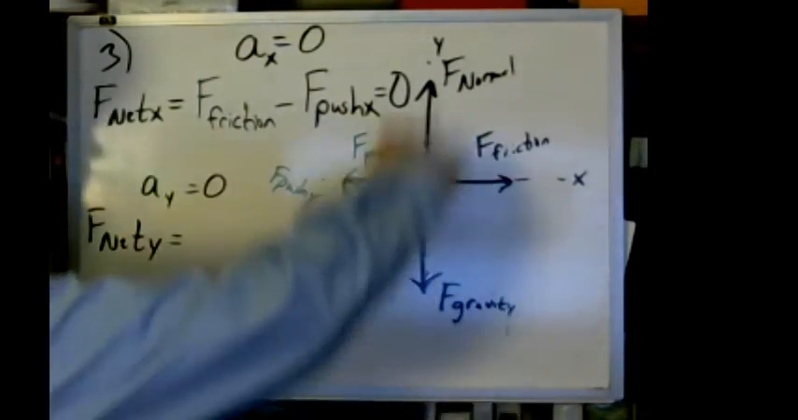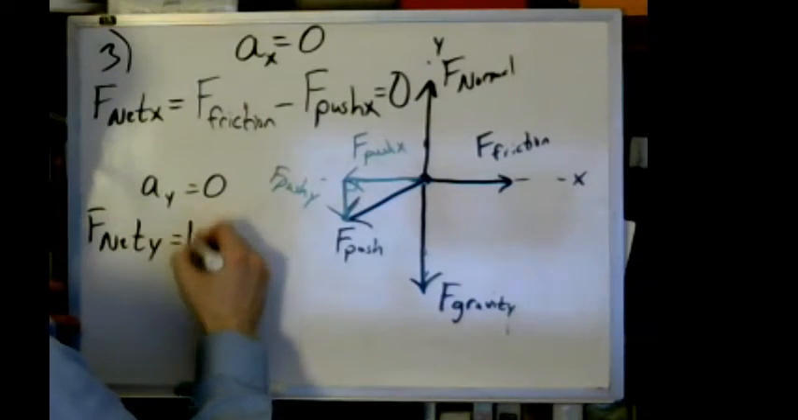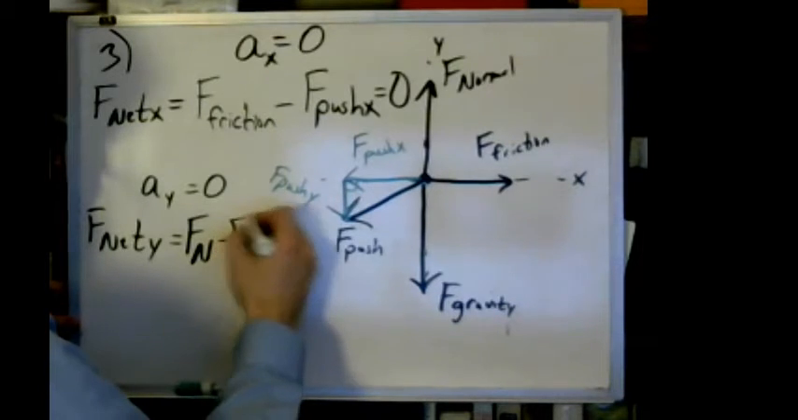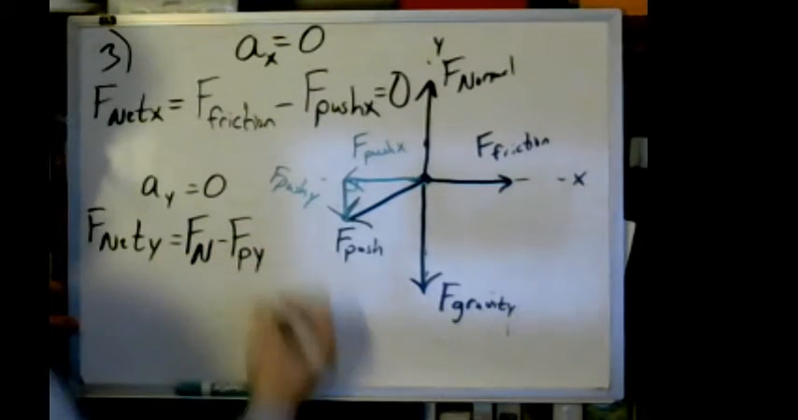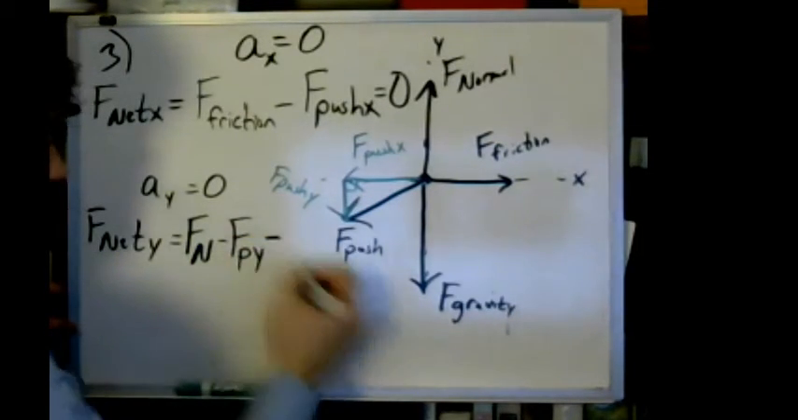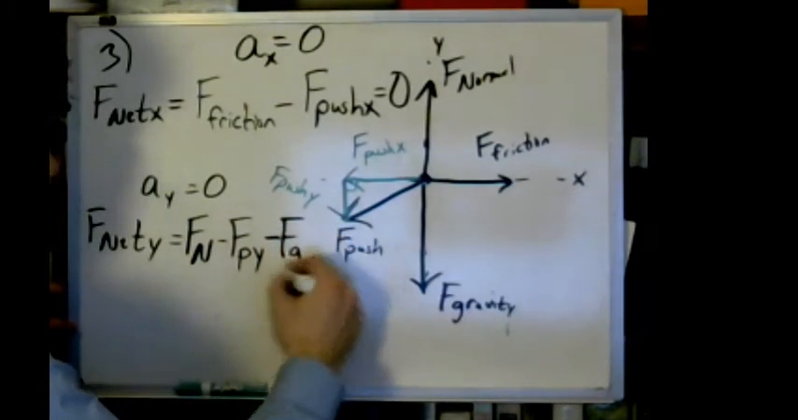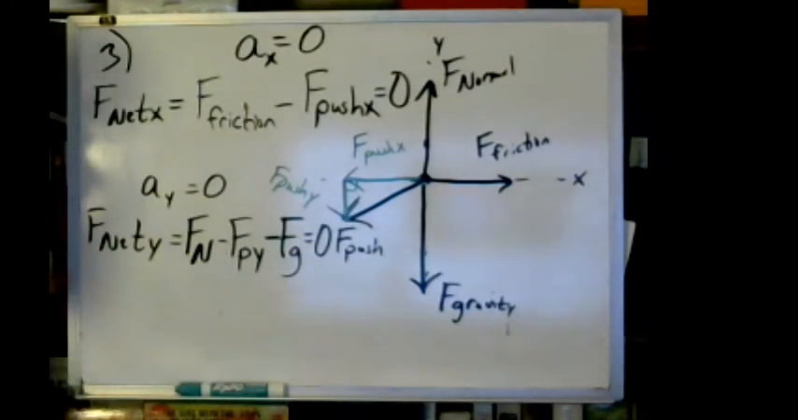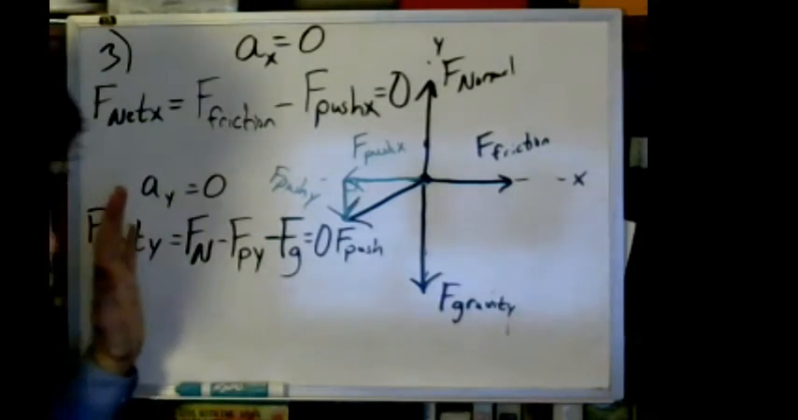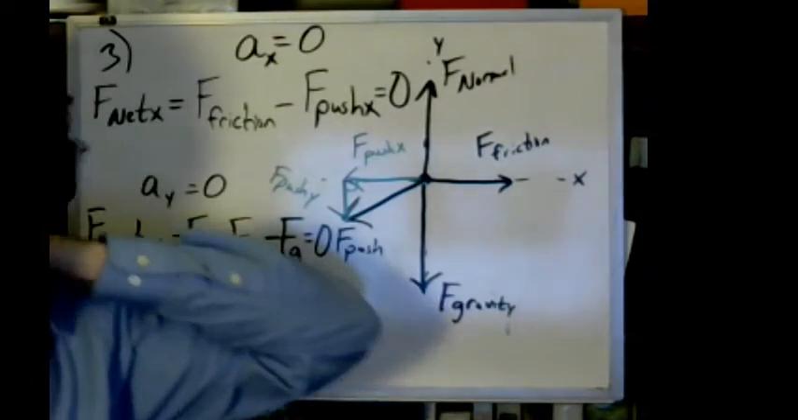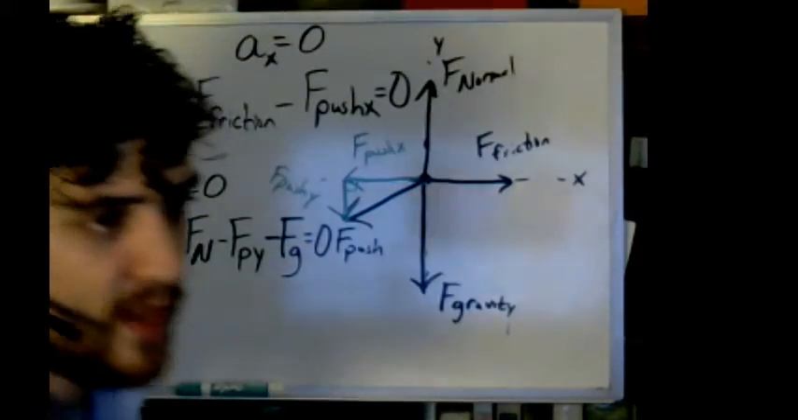Vertically, we have three forces. We have the normal force up, minus the push in the y direction down, so it's negative, minus the force of gravity. We know that this has to be equal to 0 because it is not accelerating vertically. If these three forces don't add to 0, then we would have an acceleration in that direction. We don't have such an acceleration.